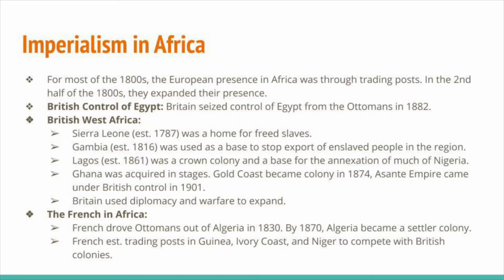The French also had a presence in Africa. The French drove the Ottomans out of Algeria in 1830, and by 1870, Algeria became a settler colony. The French also established trading posts in Guinea, Ivory Coast, and Niger to compete with British colonies.